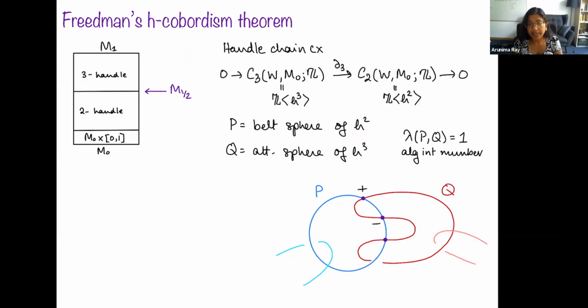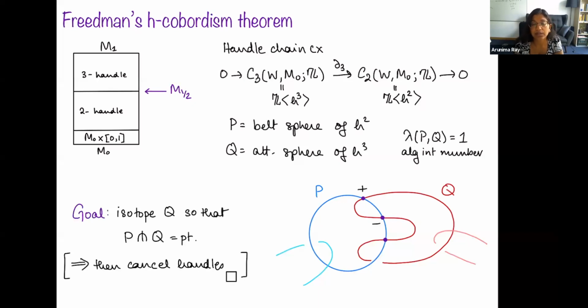But here, forgetting the light blue and light red for a second, I'm looking at my blue sphere P and this red sphere Q. These are both framed embedded spheres in this 4-manifold M1/2. And my goal, as ever, when I'm trying to prove something about an H cobordism, is to cancel the corresponding 2 and 3 handles. And I have to think about, well, when can I cancel 2 handles and 3 handles? I can do that precisely when the attaching sphere of the higher guy intersects the belt sphere of the lower guy precisely once, geometrically.